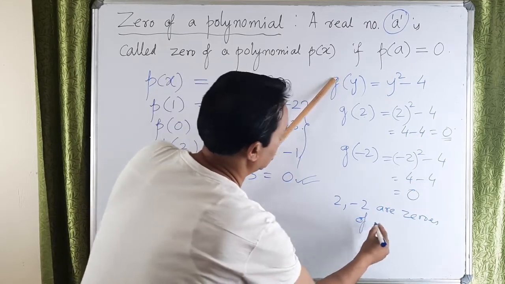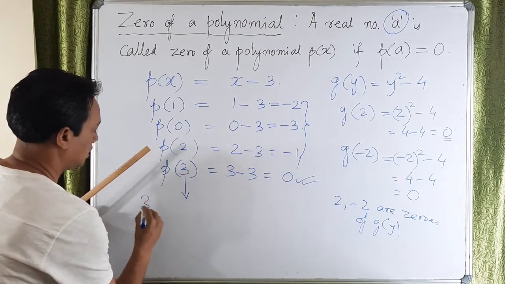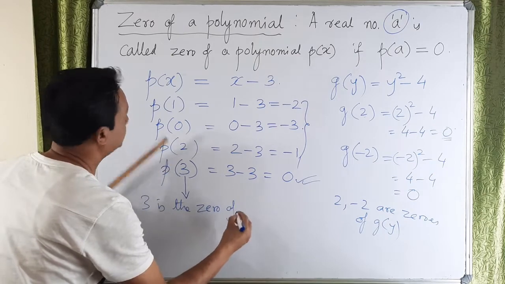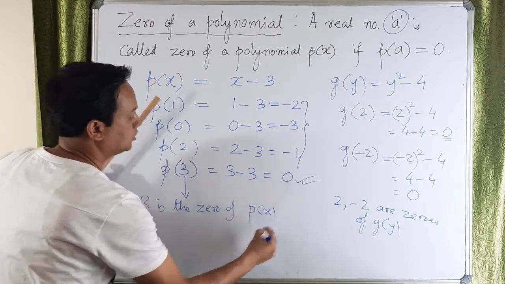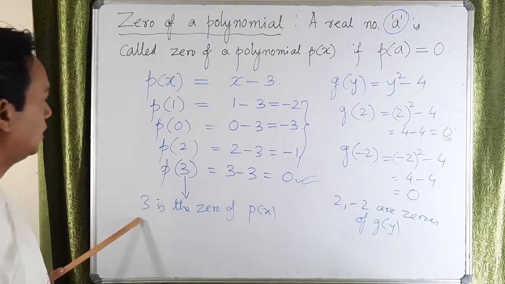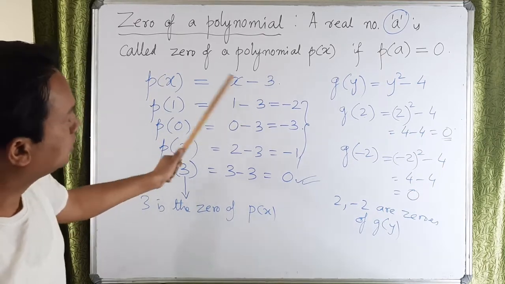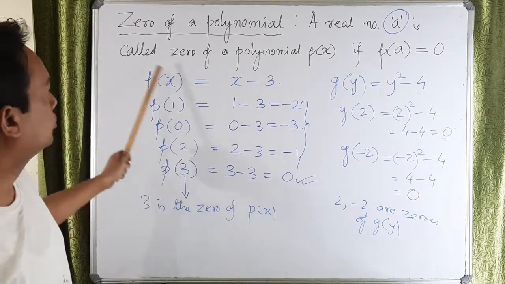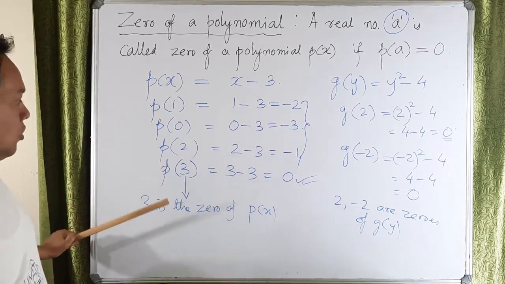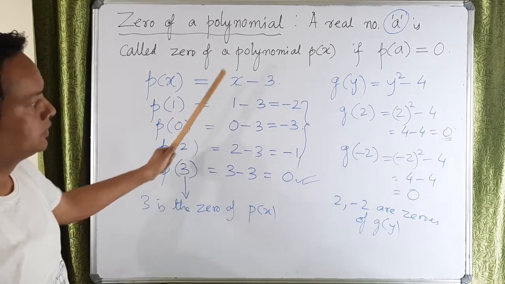What is the name of this polynomial here? P(y). Here, 3 will be called the 0 of this polynomial P(x). So remember, the 0 of a polynomial is that number which, when substituted in place of x, makes the result come out to be 0. This is not the way to calculate 0, but just an example to understand what we mean by 0. 0 will be the value of x for which the polynomial becomes 0.